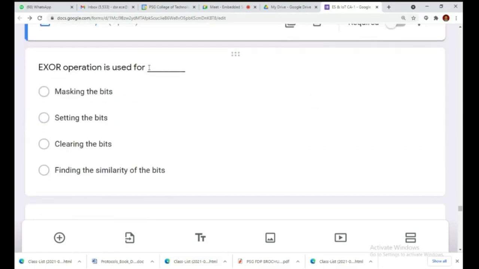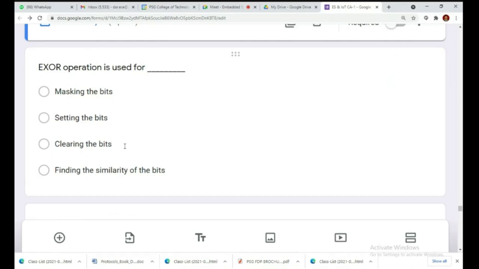And similarly, XOR operation is used for clearing the bits. When we XOR the accumulator content with the accumulator content, the accumulator will become clear. Accumulator will get cleared, right? So when we XOR the register with the same register, when both are similar, the output of the XOR operation will become zero. So XOR operation is used for clearing the bits, or we can find the similarity between the bits. For that, we have to use XOR operation. As long as it is similar, the XOR output will be zero. When the XOR output is one, it means the content of the two register bits are not similar.